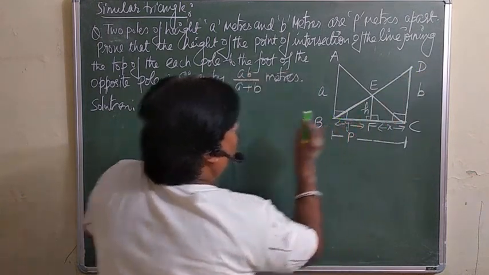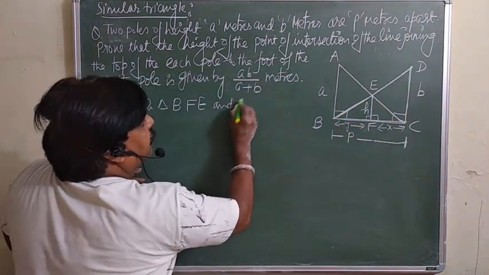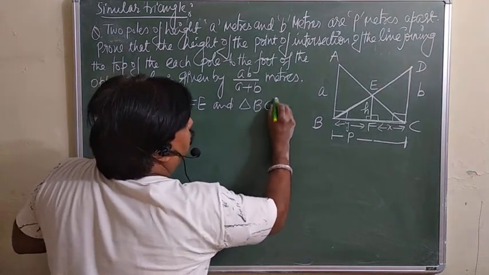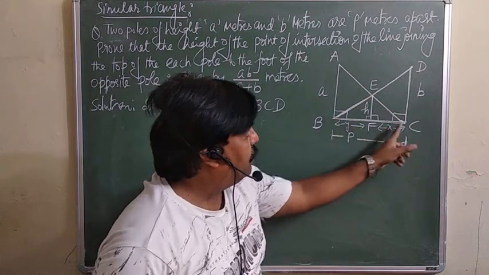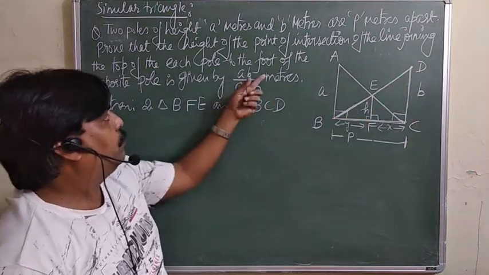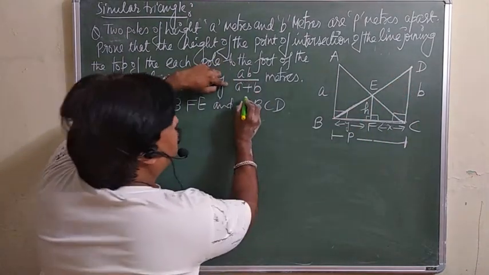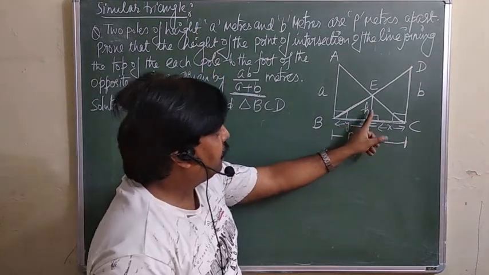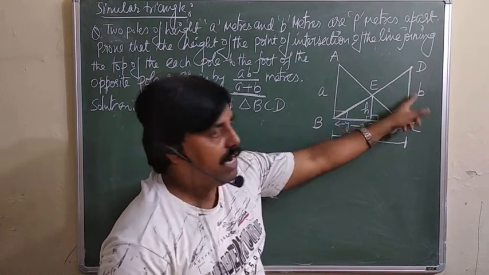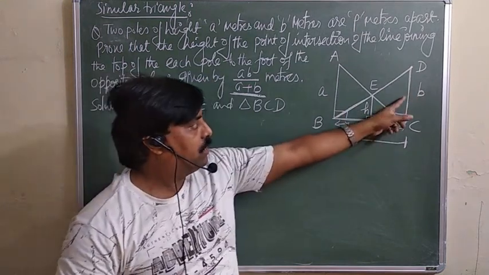In this triangle we are taking triangle BFE and triangle BCD. Why are we taking these two? Because, keep your eyes here only. We want to prove that H is equal to something. This is your H, meaning we want to create a relation where H, A and B are there. So that's why we are taking these two.